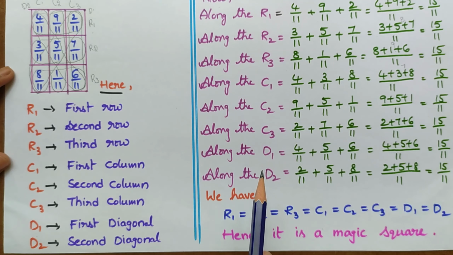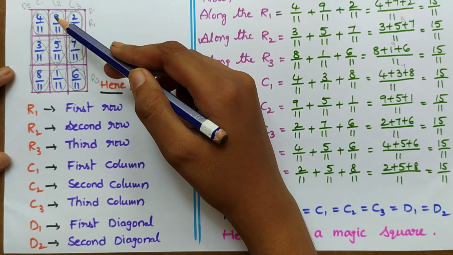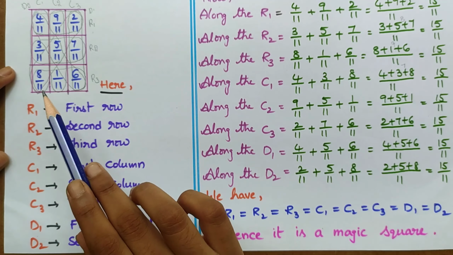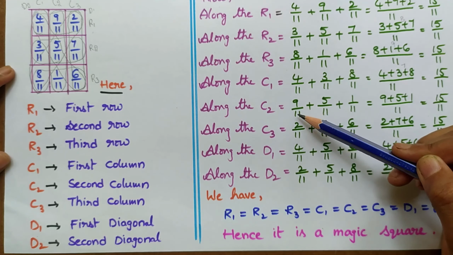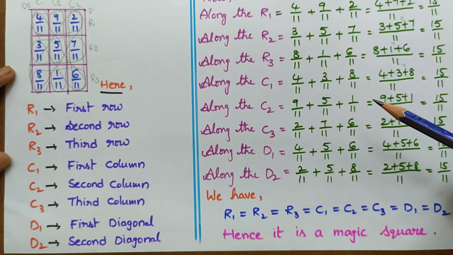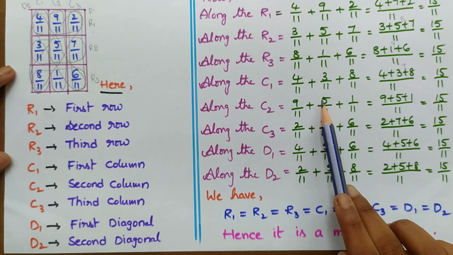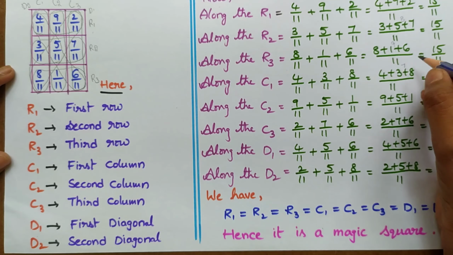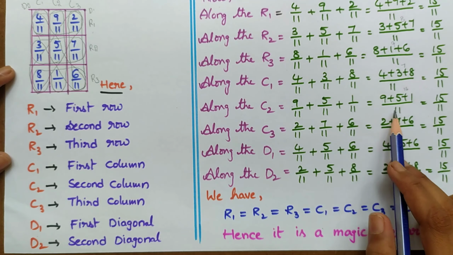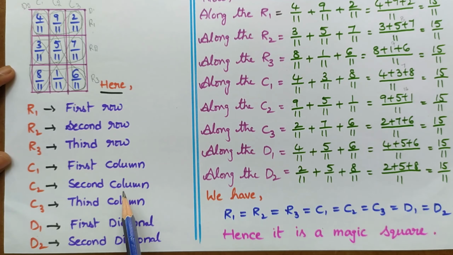Along the C2, that is column 2, the second column, the elements are 9 by 11, 5 by 11 and 1 by 11. Therefore, the sum of its elements is 9 by 11 plus 5 by 11 plus 1 by 11. As they are like fractions, we write 11 in the denominator, and 9 plus 5 plus 1 is 15, because 9 plus 5 is 14 and plus 1 is 15. So 15 by 11. Therefore, the sum of elements along the second column C2 is 15 by 11.